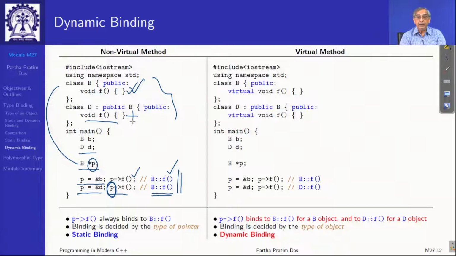But probably, D being an object of the class D, you probably would have wanted to use the other function in the class D. It is of course your choice. When this happens, this is called static binding.